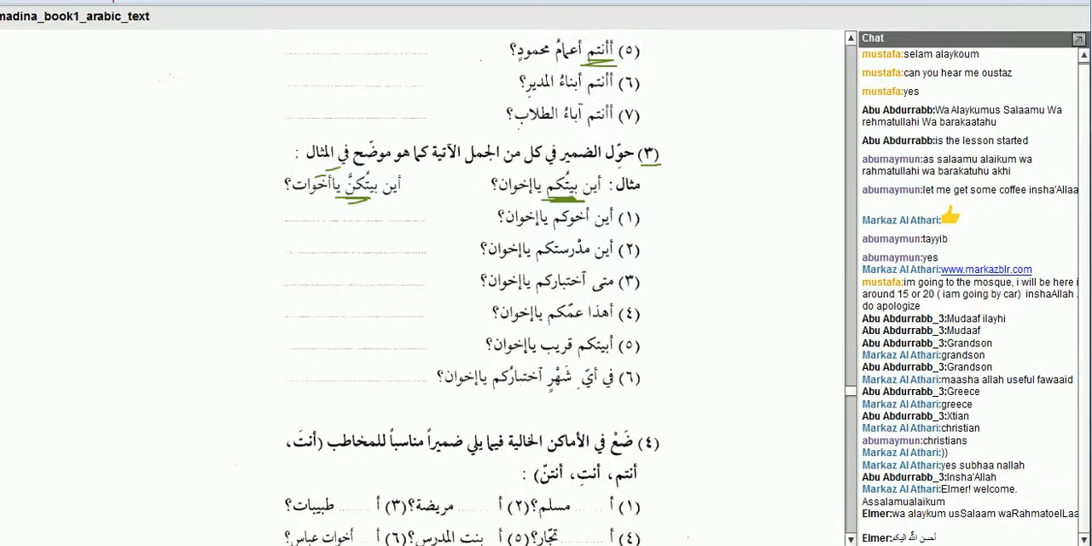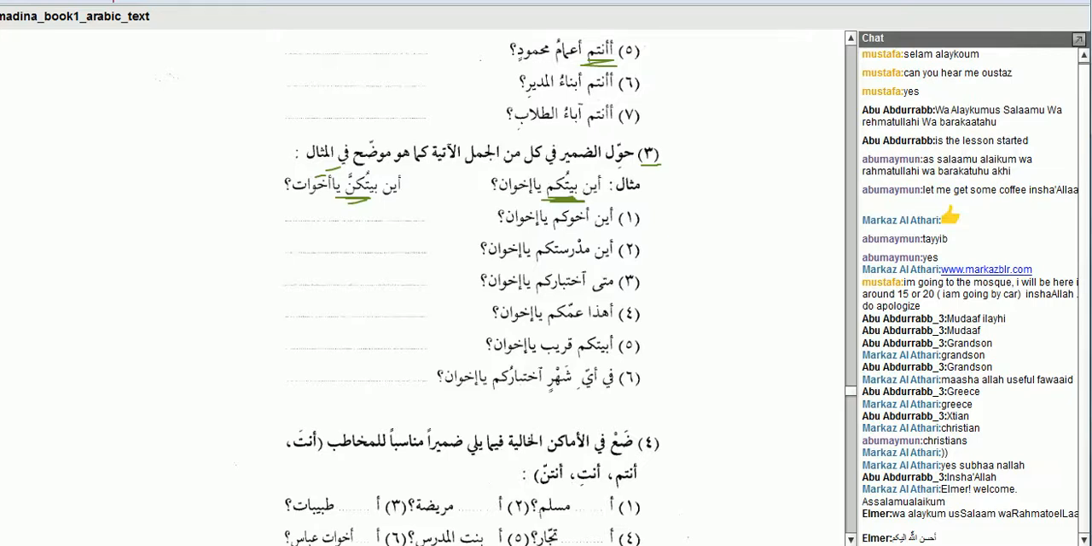Plural for al-mukhatabat, feminine, a group of ladies. Okay, or girls. Tayyib. That is the second thing that you're being introduced to in this class.